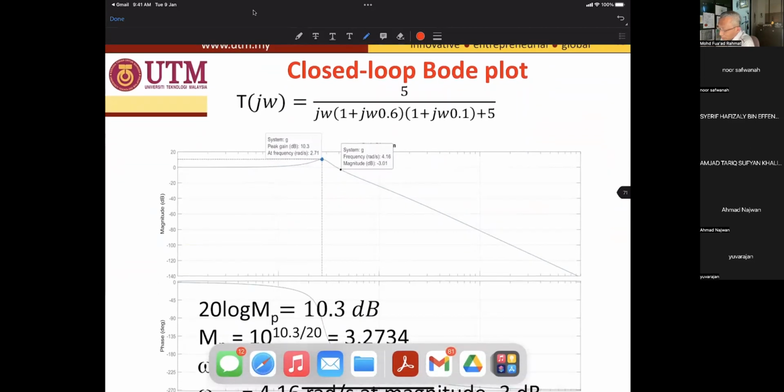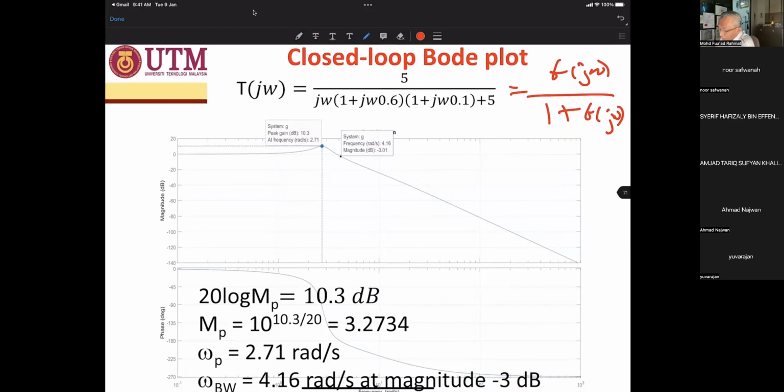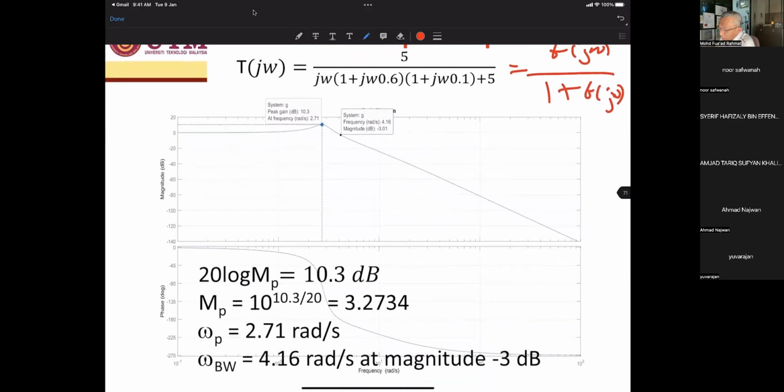Goes to the closed loop again. So the closed loop is G(jω) over 1 plus G(jω). The plot is given, you don't have to plot. So the peak gain is at 10.3 decibel. MP is 3.2734. The resonant frequency is 2.71 and the bandwidth at minus 3 decibel is 4.16.